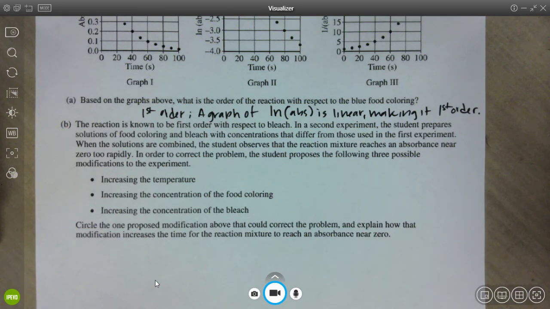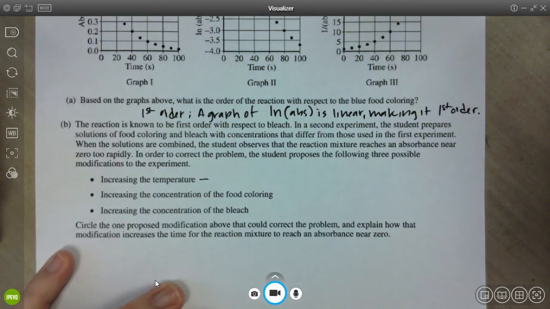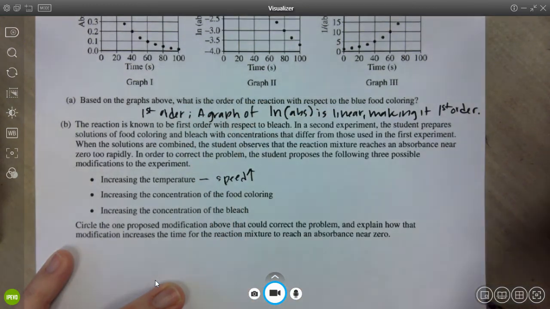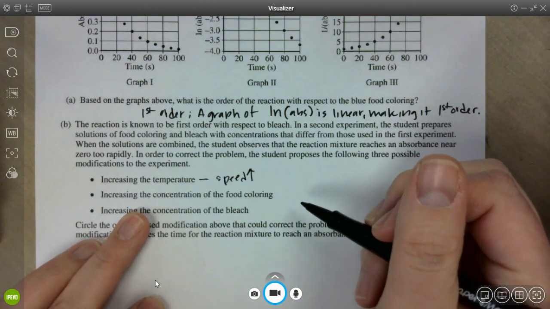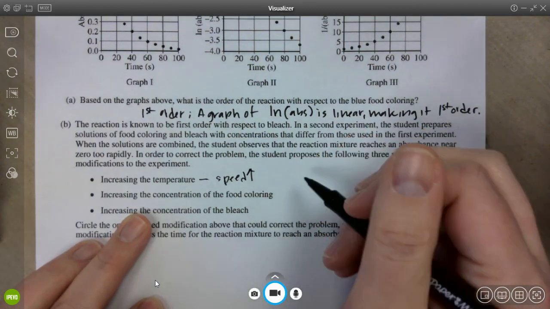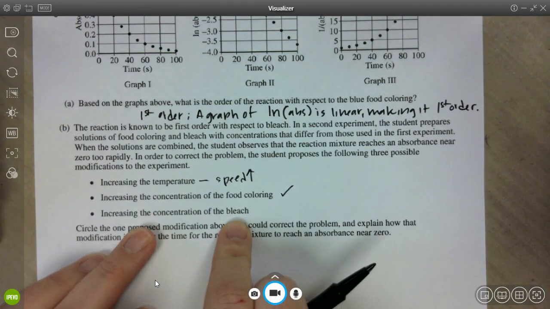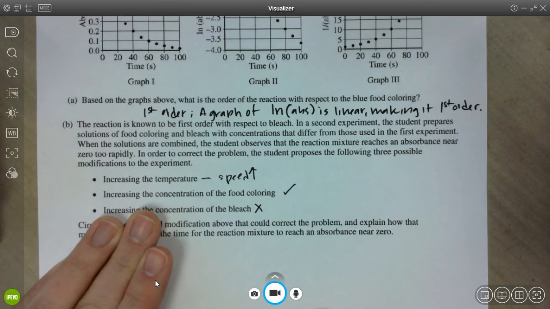So if you think about it, it's getting to absorbance of zero too fast. It means the reaction's happening too fast. So we need to think of something that's going to extend our reaction. If we look at our options here, increasing temperature, we know that that's going to make our speed go up. So that is no-go. Okay. If I increase the concentration of my food coloring, that is increasing a reactant. And we talked about how the OCl minus is in way excess, so that might be helpful. That's a positive one. And then increasing the concentration of the bleach, well, that's honestly so high already that that's not super useful. So we're going to talk about increasing the concentration of the food coloring.